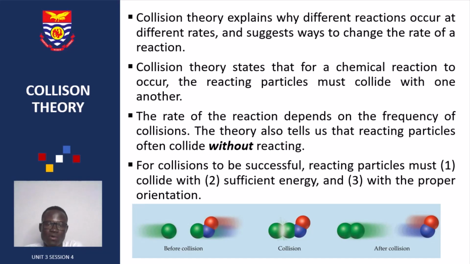So for collisions to be successful, reactant particles must collide with sufficient energy and with the proper orientation. They must collide, and they must collide with sufficient energy. When they collide with sufficient energy, then they must do that with the proper orientation. So this is a typical representation of the collision: before collision, collision, and after collision.